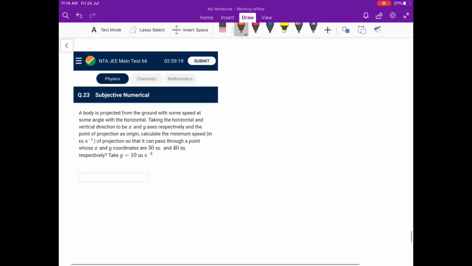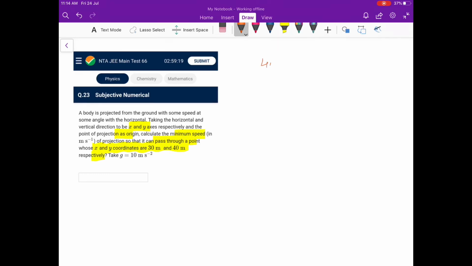Next, a body is projected from the ground with some speed at some angle with the horizontal, taking the horizontal and vertical directions to be x and y. Point of projection is the origin. Calculate the minimum speed so that it can pass through a point whose coordinates are 30, 40 respectively. So this point lies on the trajectory.